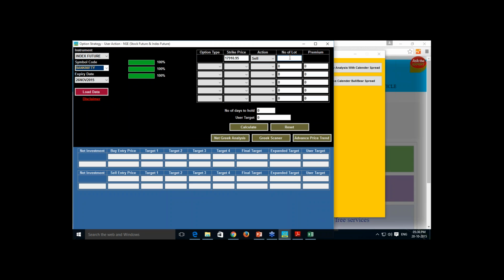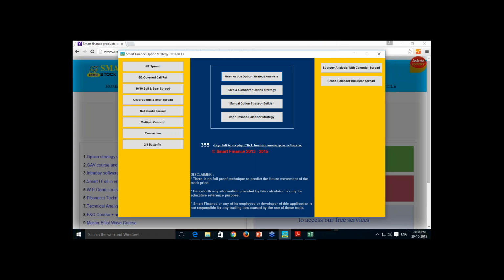Suppose I am selling one future and selling a put option, and I'm buying some call options, say 2 lots of 18,000, and I am going to hold for 7 days. What will be the payoff of this strategy once Bank Nifty moves in different directions? Similarly, what will be the losses? This is a user defined strategy you can get here.